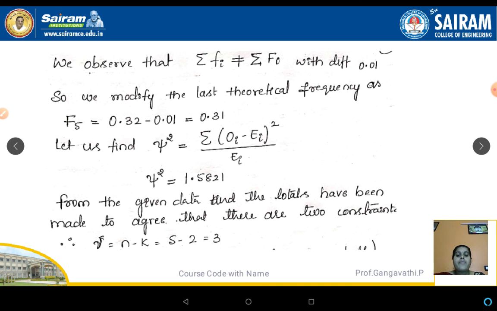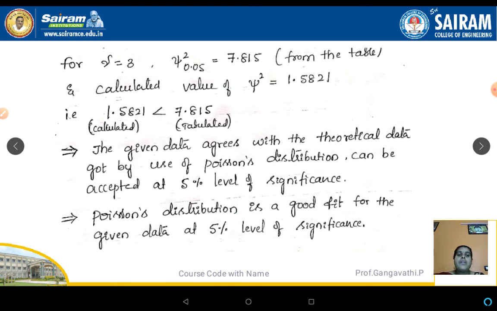Now the calculated value of chi-square is 1.5821. Let us check the tabulated value of chi-square at degree of freedom 3. The nu value is 3 at 0.05 significance level. From the table we get the chi-square at 0.05 significance level as 7.815. So now look at that. The calculated value of chi-square is less than the tabulated value. Therefore, the data agrees with the theoretical data got by use of the Poisson distribution and can be accepted at 5% level of significance.